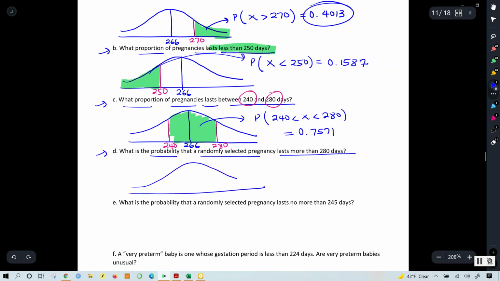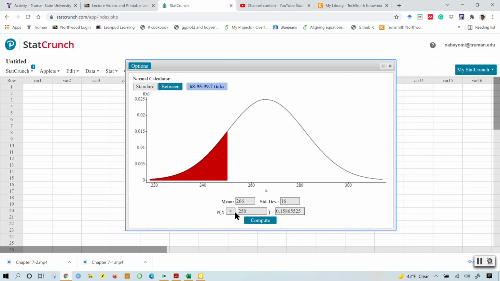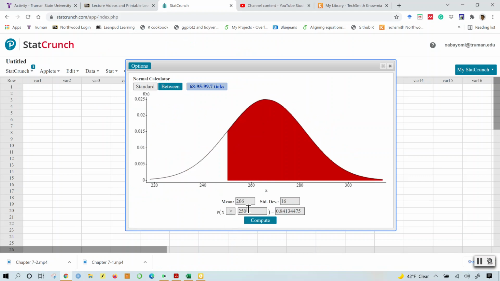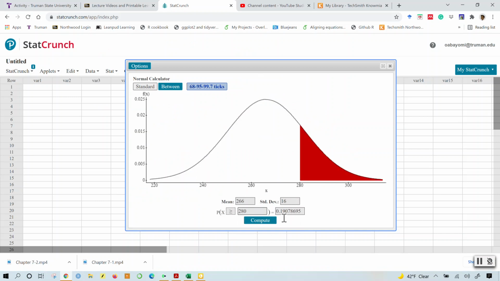Then for the next question, D, what is the probability that a randomly selected pregnancy lasts more than 280 days? Based on the normal distribution, you have 266 here, and for more than 280 days, I will locate 280. I'm interested in the area more than. So this is the probability of x more than 280 days. Going back, I need the standard interface. I indicate more than 280 days and hit the enter button. You have 0.1908.